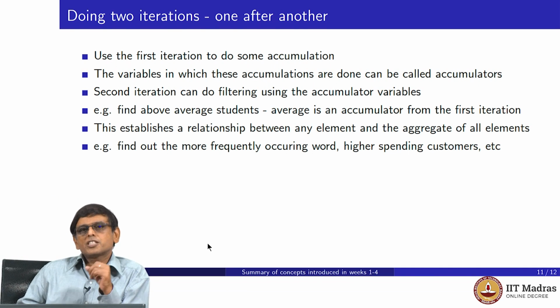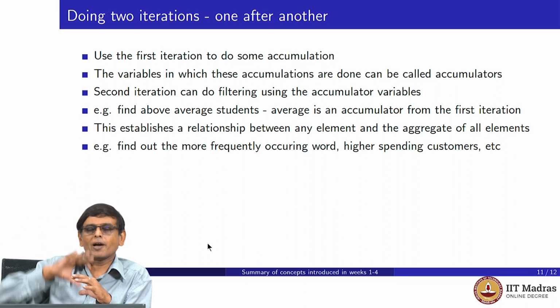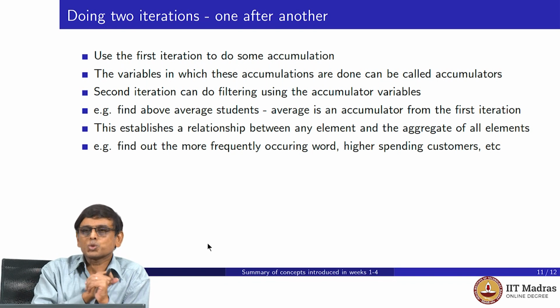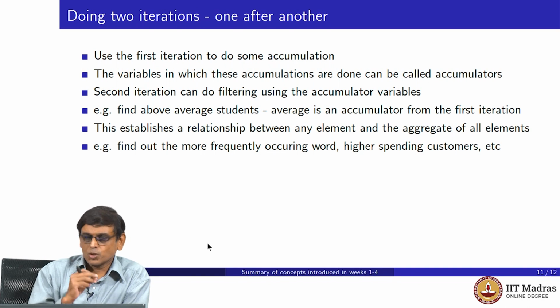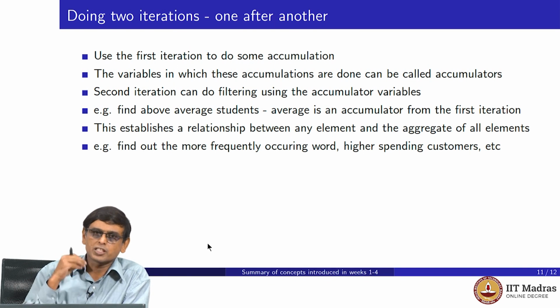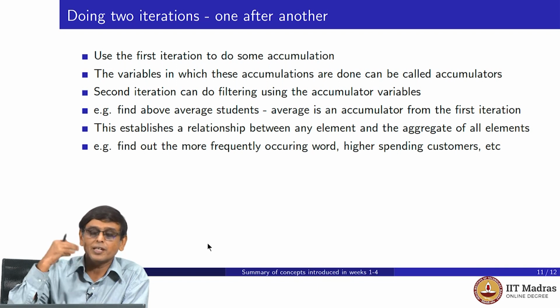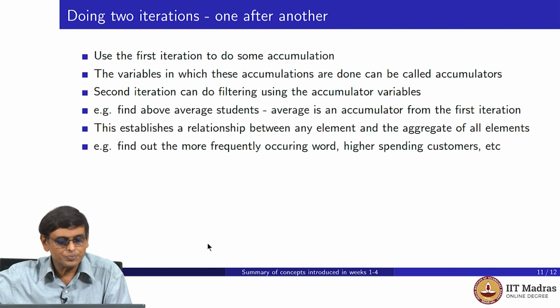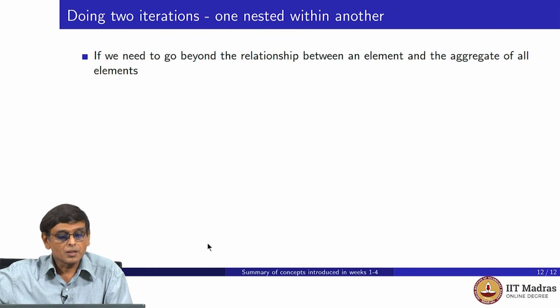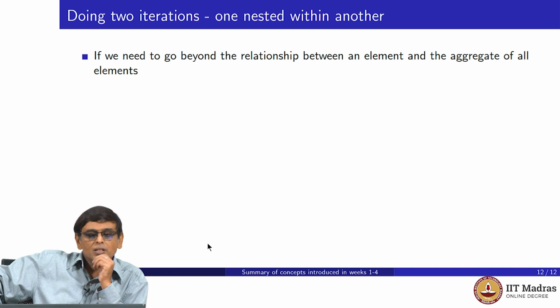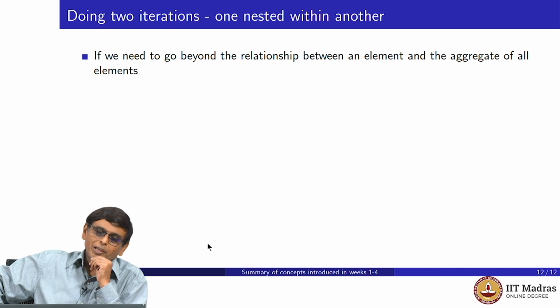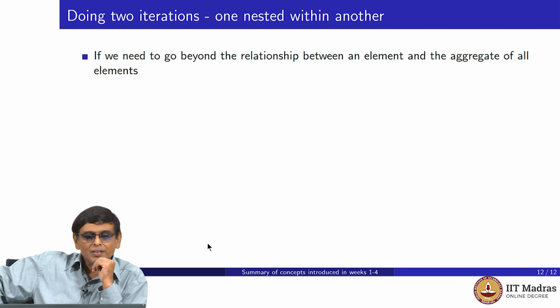In some sense, one iteration followed by another allows us to write a pattern where we compare each element with the aggregate. For example, we see whether a student is above average, which means comparing a student with the aggregate value. But sometimes it is not enough to compare a student with an aggregate value; we may need to compare one student with another student.